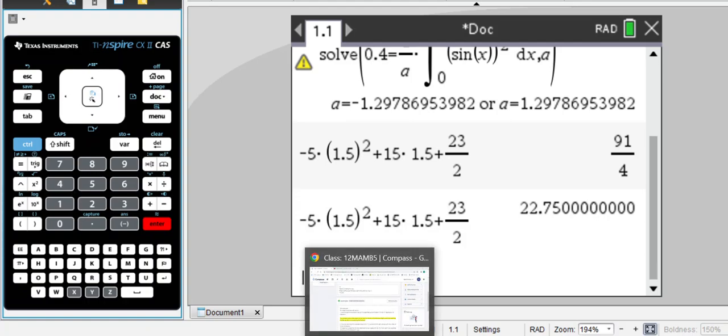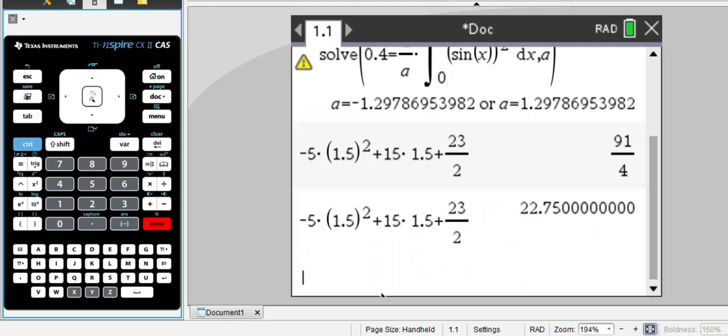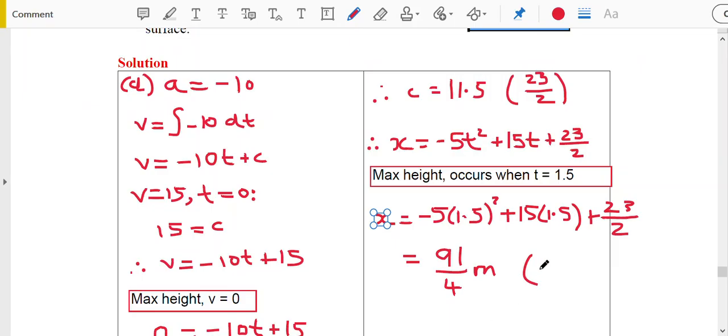Just to give you a bit of a realistic understanding of what that means, 91 over 4 meters is the correct answer. But as a decimal number, that's 22.75 meters. So that's the maximum height that the ball reaches above the pool surface.